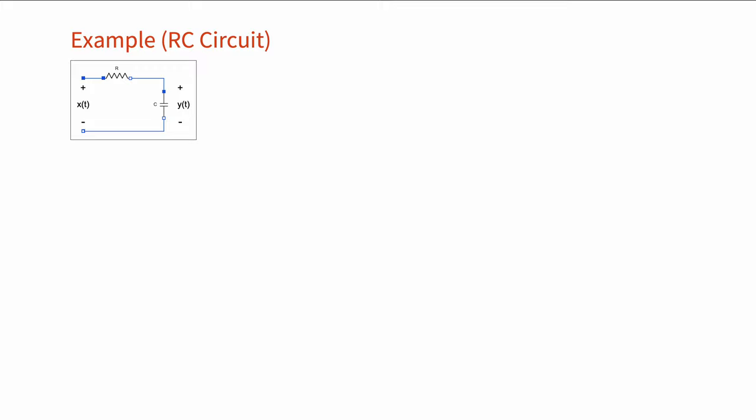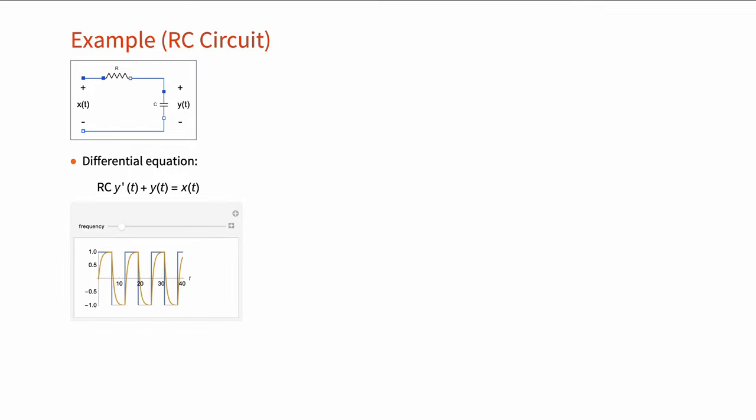As an example of continuous time LTI systems, consider the RC circuit shown here. It is a series interconnection of a resistor and a capacitor. The input signal is denoted by x of t, and the output signal is the voltage across the capacitor, denoted by y of t. The input-output relation for the RC circuit can be modeled with the differential equation shown here.